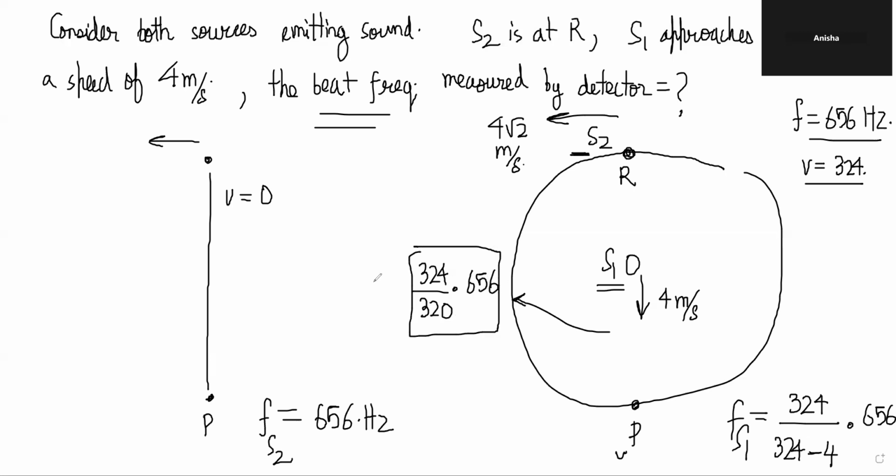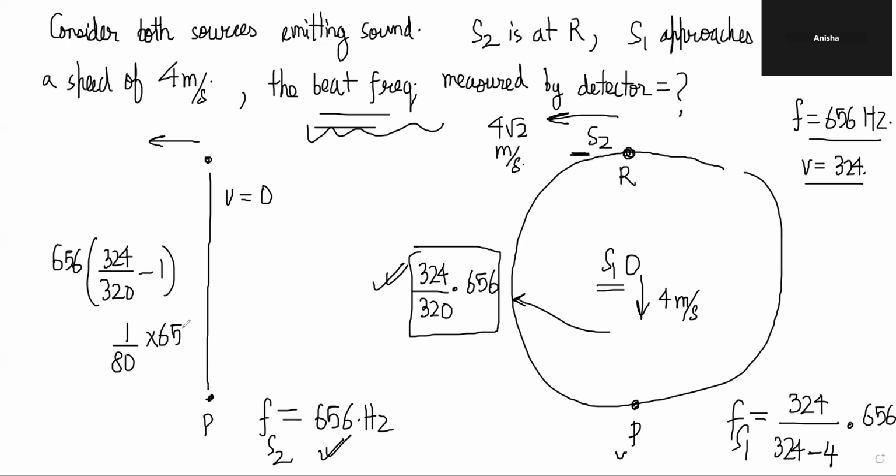Now, this frequency is slightly different from the other frequency, and that is what causes the beat frequency, right? Beats happen when there is a slight difference in frequencies. So you can take the difference between the frequencies: 656 into (324 by 320 minus 1), which is basically 4 by 320. So 1 by 80 into 656. This will be 8.2. So the answer is, beat frequency is 8.2 hertz.